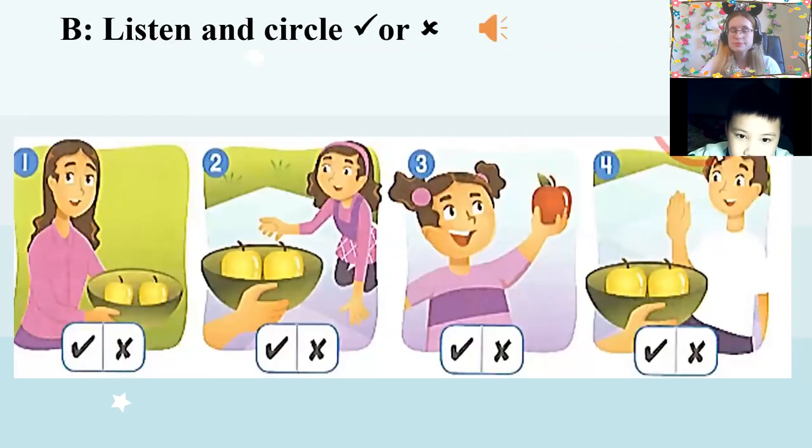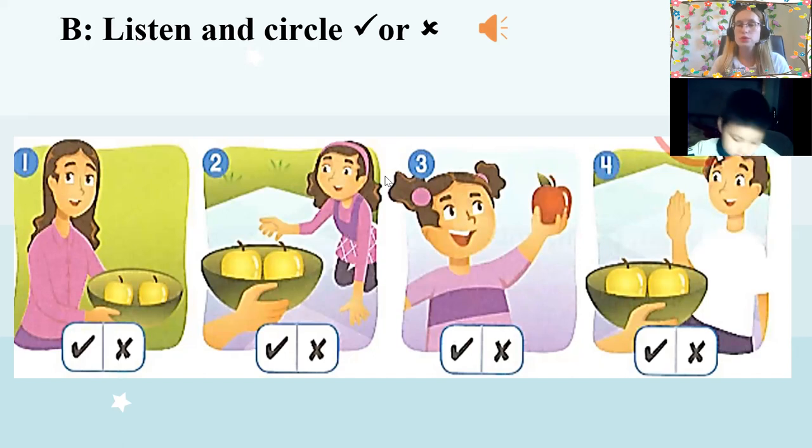Page 29. Good work. B. Listen and circle check or X. One. Do you want an apple? Two. Yes, please. Three. No, thank you. Four. I have an apple.